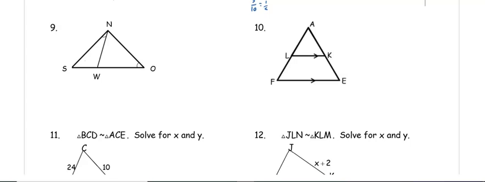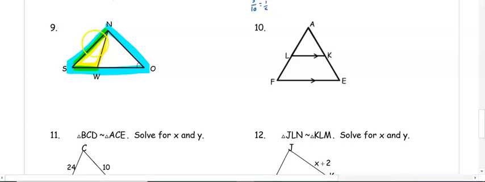In number 9, we have two triangles here. So we have triangle SNW, and the bigger triangle on the outside. We see that these angles, SNW and NOS, are congruent. We also know that they have a shared angle S, which means that they have two sets of congruent angles, so they are similar by angle-angle similarity. Triangle SNW is similar to triangle SON.